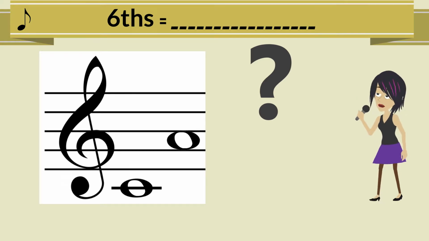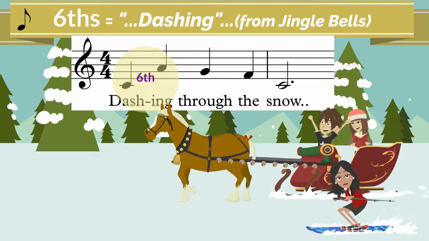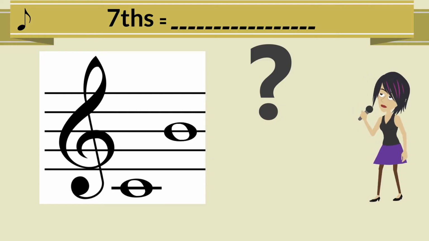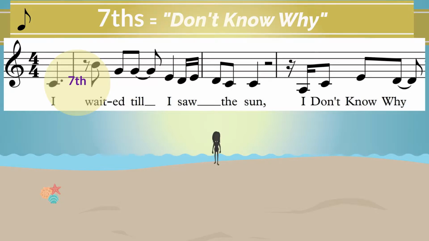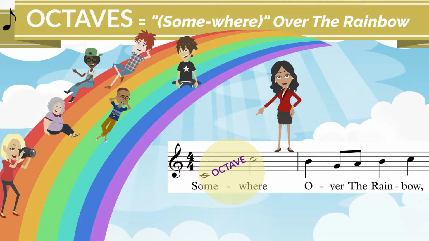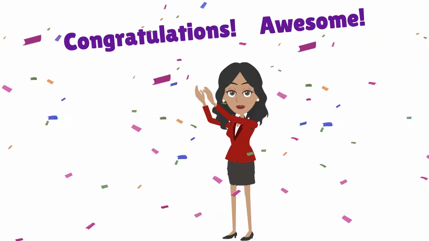A song for sixths. The dashing part of Jingle Bells. A song for sevenths. Don't Know Why. A song for octaves. Somewhere Over the Rainbow. Congratulations!